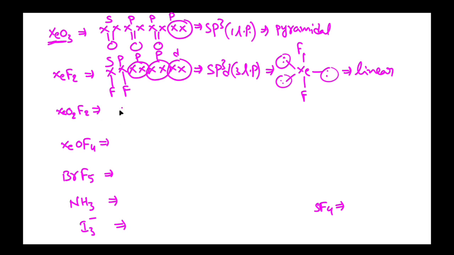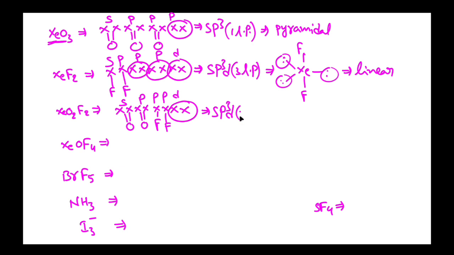Then XeO2F2. Same like that, xenon has 8 valence electrons, bonded with 2 oxygen atoms and 2 fluorine atoms. Each oxygen utilizes 2 electrons for bond formation, and each fluorine utilizes 1 electron. Then 1 lone pair is there. So this is s, p, p, p, d: sp3d with 1 lone pair. sp3d is trigonal bipyramidal with 1 lone pair, so it has a seesaw arrangement.